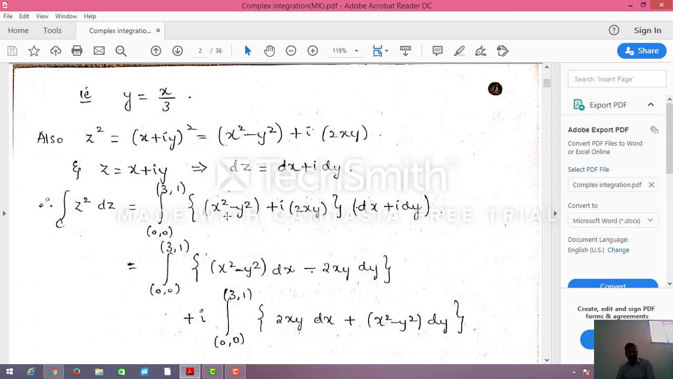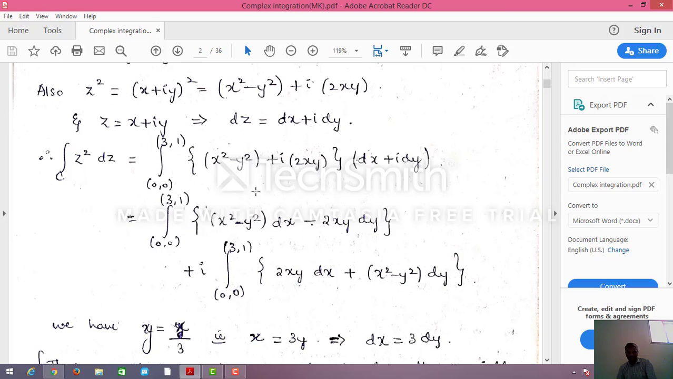Here x square minus y square, I am simplifying this: with dx I am multiplying x square minus y square into dx. I am cross multiplying, plus i into i is i square, which is minus 1, 2xy into dy. Similarly, I am multiplying with this one, 2xy into dx. The i term I am taking here, 2xy into dx. Another one should be x square minus y square into dy. So the i term I took outside.